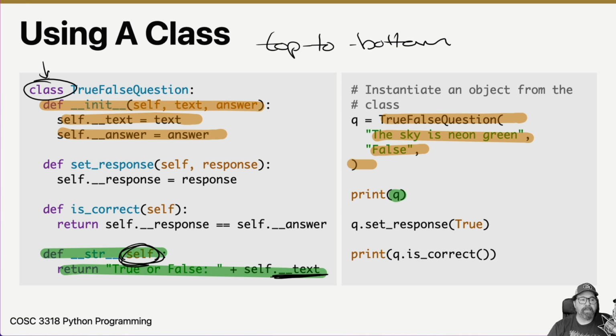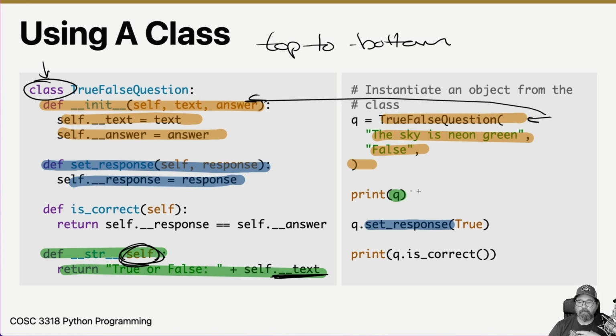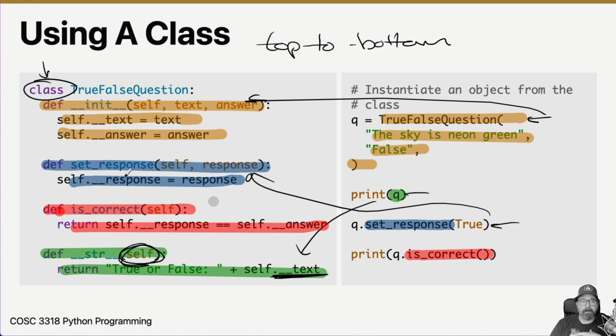And then what we end up with here is we set the response. So when we do that, we're ending up calling this function here. So it's not top to bottom anymore, right? When we get to this line of code, it comes back to this line. And when we get to this line of code, it pops down here. And when we get to this line of code, it pops up here. And then last but not least, when we call is correct, that calls this function here. And so again, top to bottom, it goes from here over to here and gets that value.